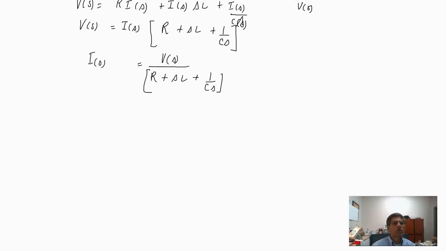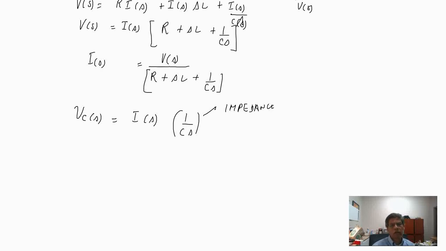So we know we are trying to find the output, right? So the output is across that capacitor. So V_C(s), as you recall, is going to be the current times the impedance, which in our case for the capacitor is 1 over Cs. Remember that, right? Because voltage divided by the current gives you the impedance, and this is indeed the impedance.